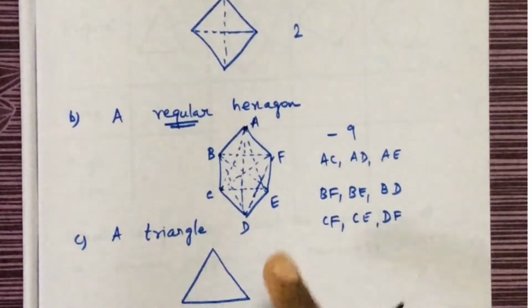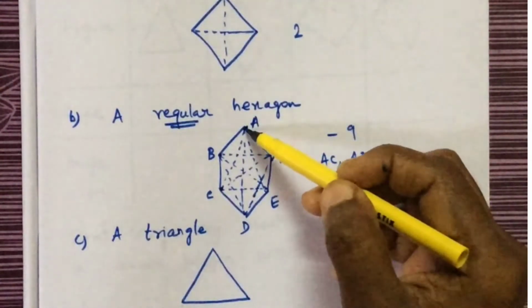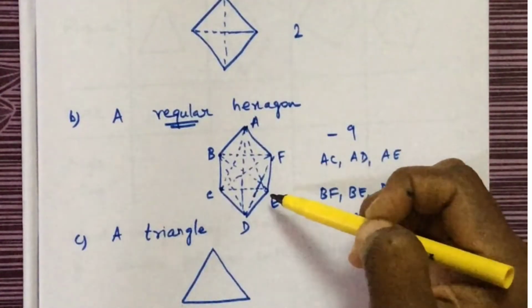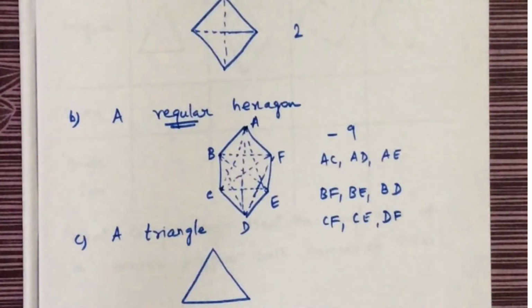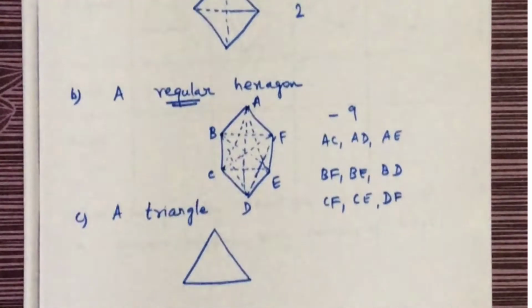Okay, so now we need not repeat. If you start from A to E, or it is from E to A, they both represent the same diagonal. So, no need to repeat it again. Okay, so there are 9 diagonals. You can draw and check it once.